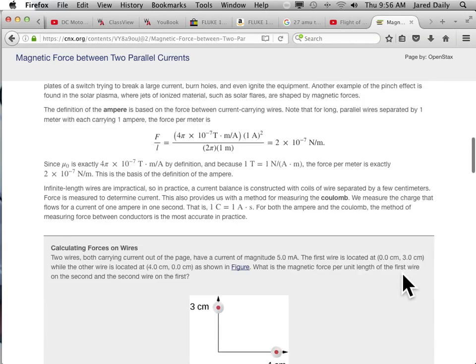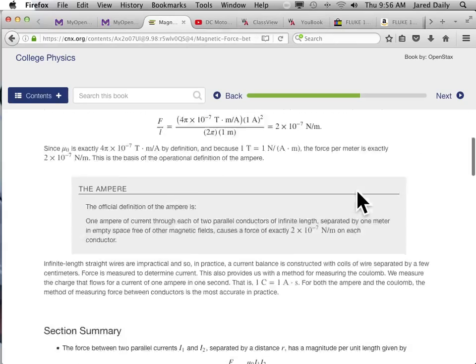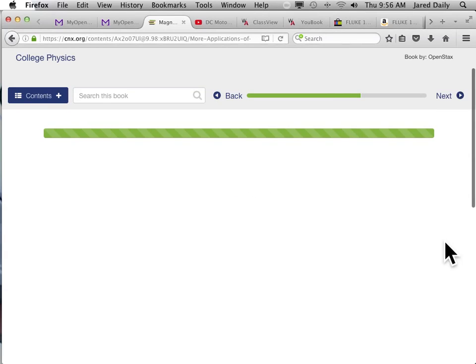So anyway, that is that. I wonder why that picture's not in this book. It might be an old picture, or it might be in the other physics book, because there's two physics books.